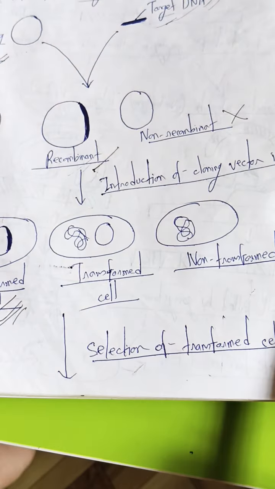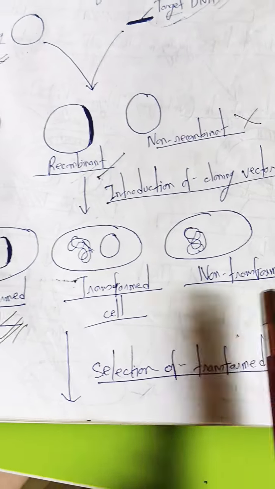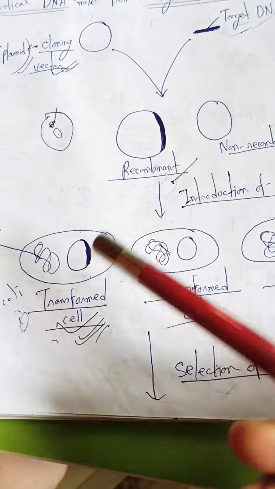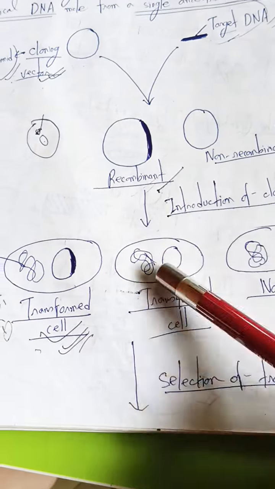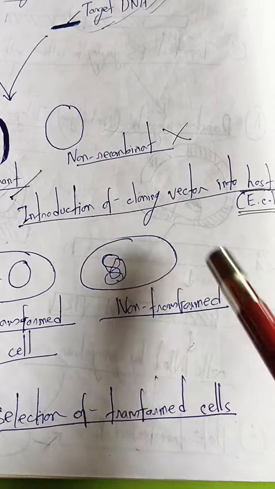So we get two types of cell, transformed cell and non-transformed cell. In the transformed cell, we see there is an entry of the part, but in some there is a recombinant entry and there is a non-recombinant entry, and in the non-transformed cell there is nothing.